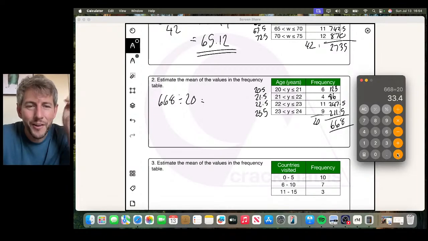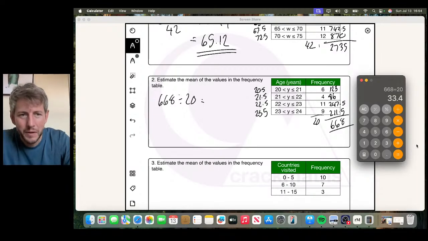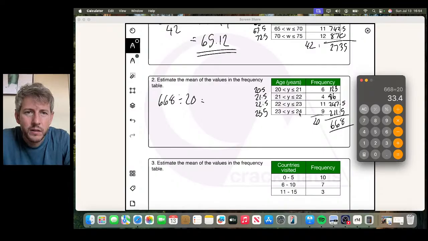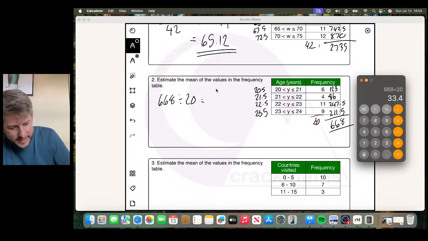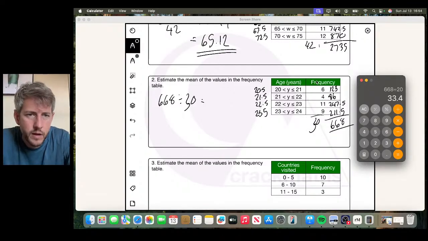Right. I know that I've gone wrong here because 33 is out of the range of these answers. So one second, that's because I added these up to get 30, but they actually equal 30. Okay, so let's do that again.